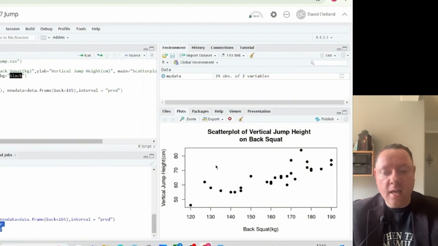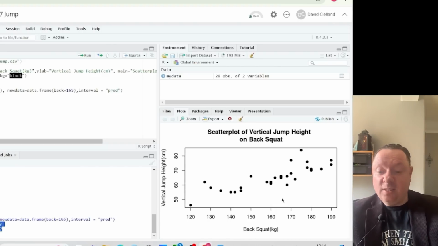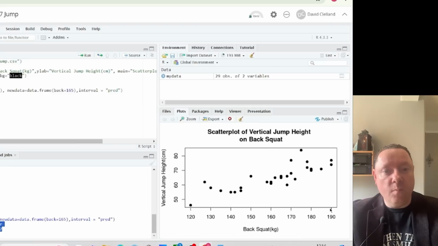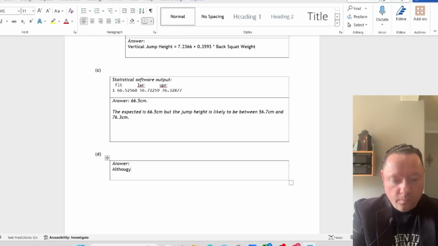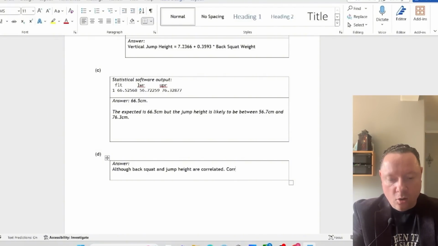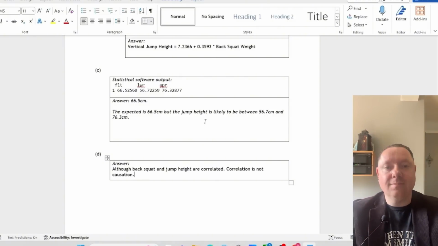If you do think it does, imagine we'd done a graph here and it was number of Mars bars you eat against vertical jump height, and we got the same graph. Would we think that having eaten more Mars bars would cause us to have a bigger jump? No, we just happen to be connected. So correlation is not causation. So that's all you have to write. Although back squat and jump height are correlated, correlation is not causation. And we're done there.